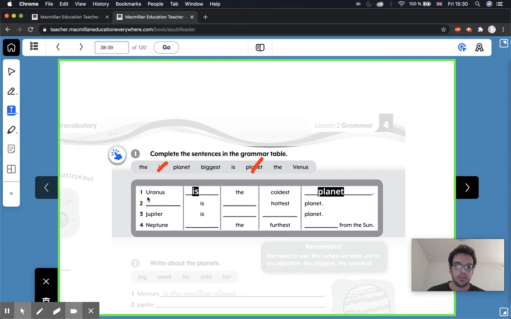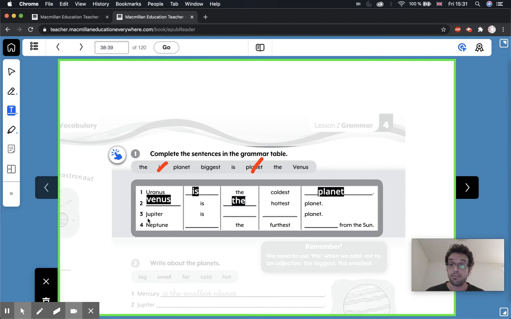Let's have a look here. Is hottest planet. Okay, well, first here, number 2, we need the name of a planet. Let's see, what word here is the name of a planet? This one here, Venus. So we're going to write Venus is, ¿qué palabra falta aquí? Para hacer superlativo, we need the word the. Venus is the hottest planet.